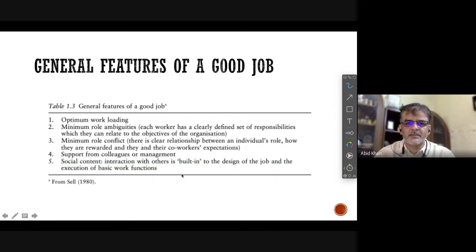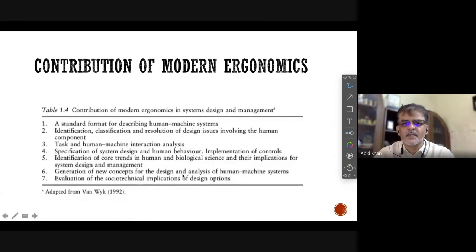So these are the basic features of a good job in general. Now, what is the contribution of modern ergonomics in system design? There are many definitions of ergonomics as well, which I'll show in the next slide. This is the standard format of describing a human-machine system. We are describing a specific system where human and machine are interacting. Then identification, classification, and resolution of design issues involving human components.